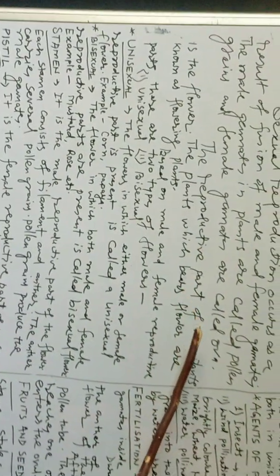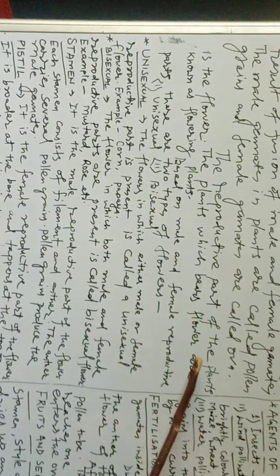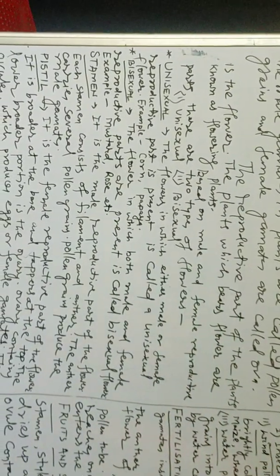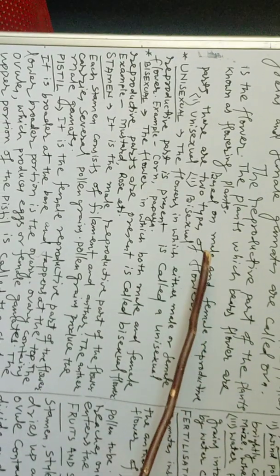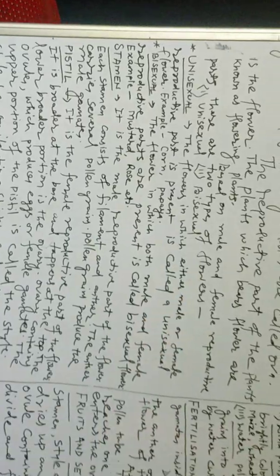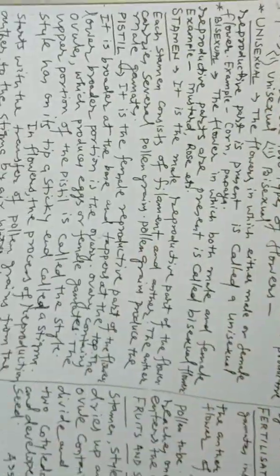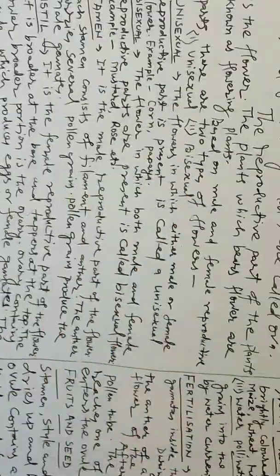The reproductive part of the plants is the flower. The plants which bear flowers are known as flowering plants. Based on male and female reproductive parts, there are two types of flowers. How many types of flowers? Two types of flowers. Number one is the unisexual flowers. Number two is the bisexual flowers.